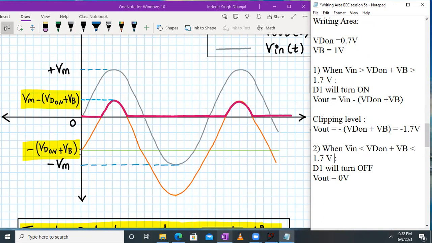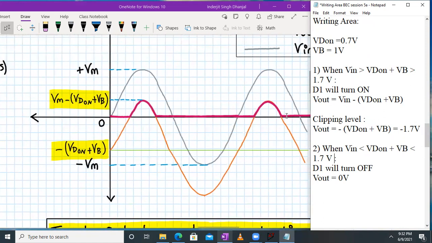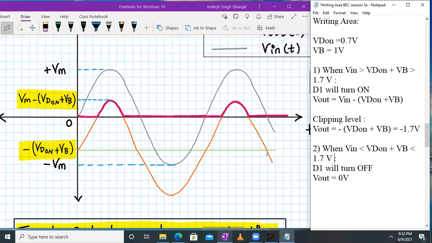Now, the gray color waveform is drawn with reference to this x-axis, which is your time. Now, keeping the clipping level as the reference axis, you draw this orange color tracking waveform exactly in parallel with the input. This orange color waveform is nothing but your tracking waveform, V in minus VD on plus VB. That means my output is tracking the input with a difference of VD on plus VB. So this is my orange line.